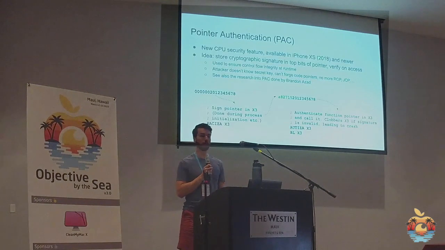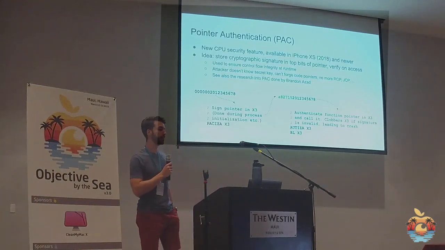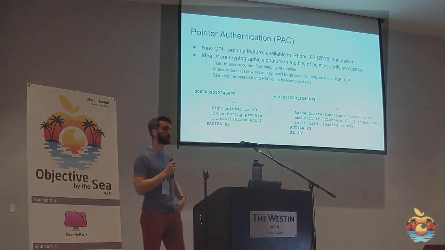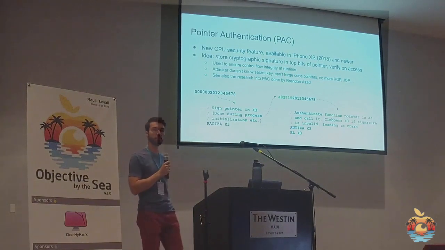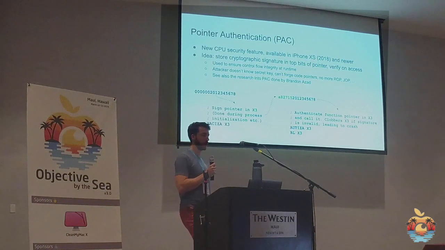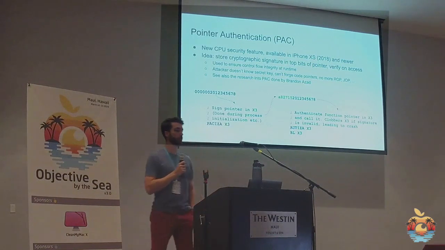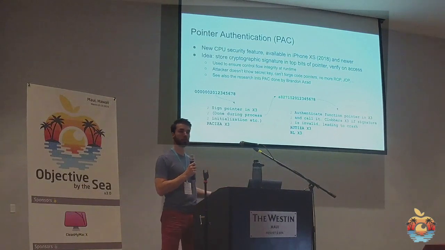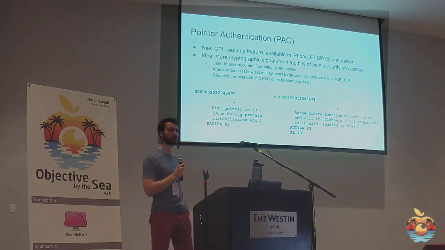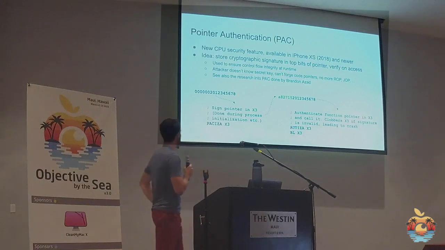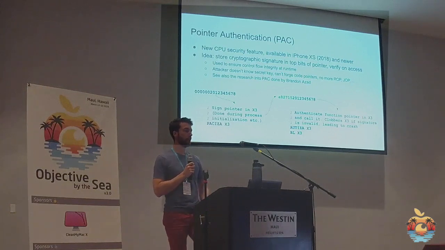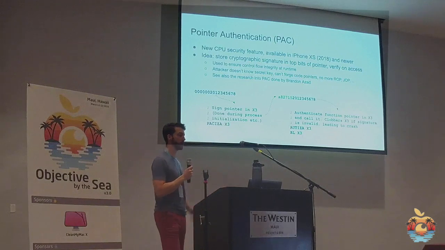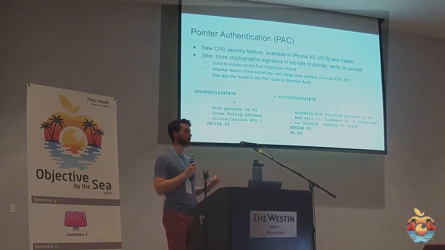It was a CPU feature meant to stop, or at least make binary exploits more difficult. The idea is to store cryptographic signatures in the top bits of a pointer. You can see the example at the bottom. You start from a normal code pointer, and the top bits are all zero because there's nothing mapped there. Then you sign that, for example during process initialization. The signing computes some cryptographic signature, and then you store the signature, or parts of it, in the top bits of the pointer.